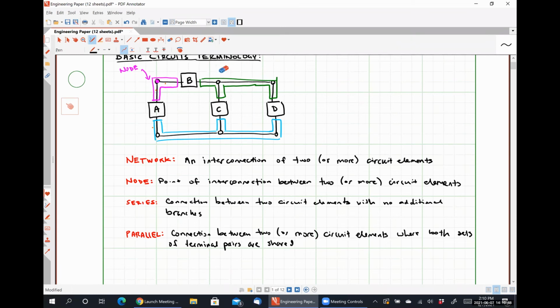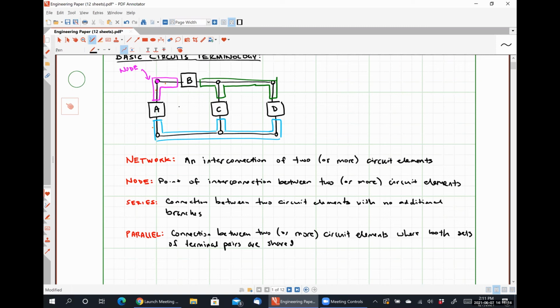The reason they're not connected in parallel is because while they do share terminals at the green node, they don't share the other pair of terminals, right? The left-hand terminal of B is connected to the pink node, and the bottom terminal of C is connected to the blue node. So that terminal pair is not shared. Therefore, elements B and C are not in parallel.